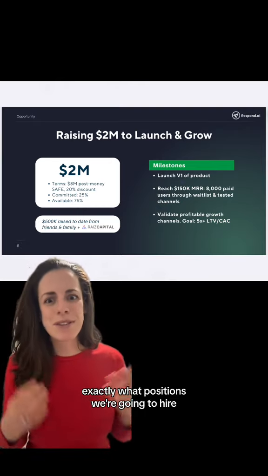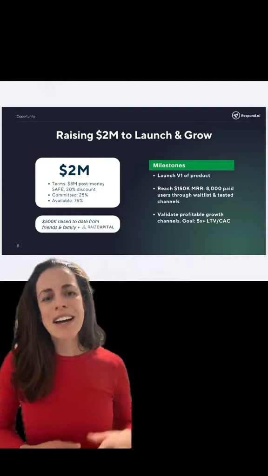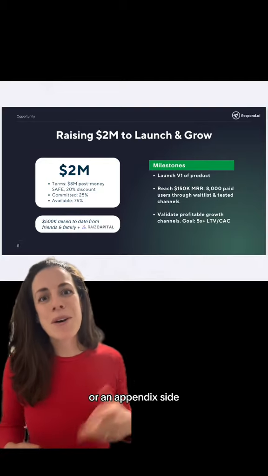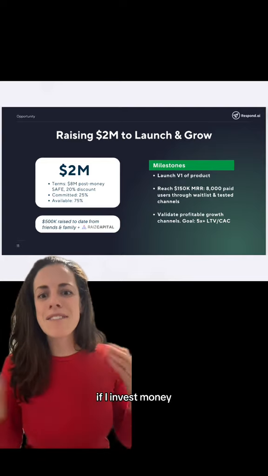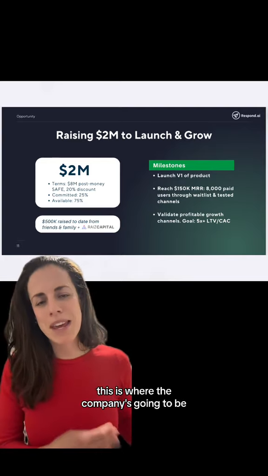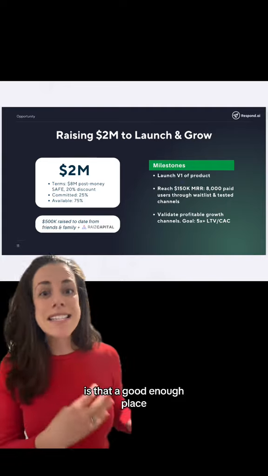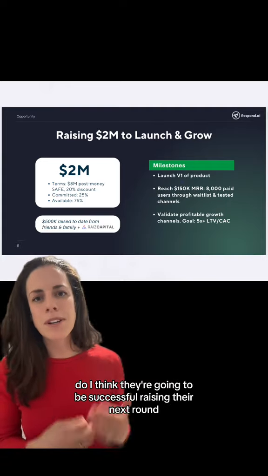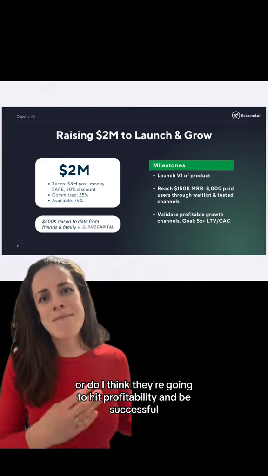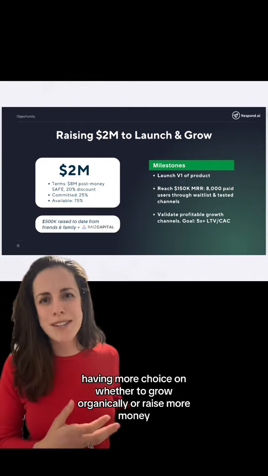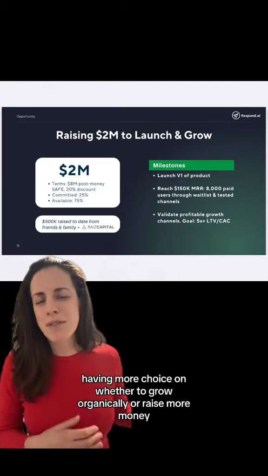The use of funds, exactly what positions we're going to hire, can always be a deeper conversation or an appendix slide. But this gives an investor a feel of, okay, if I invest money, this is where the company's going to be, and they can make their own assessment of, is that a good enough place? Do I think they're going to be successful raising their next round, or do I think they're going to hit profitability and be successful from that point, having more choice on whether to grow organically or raise more money?